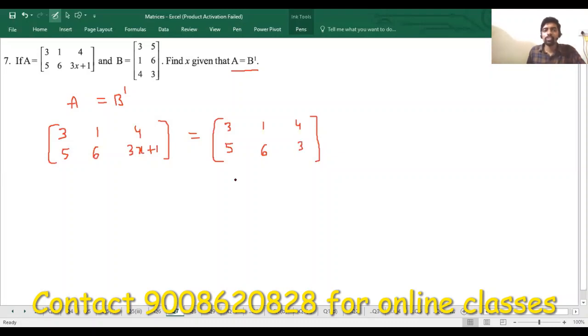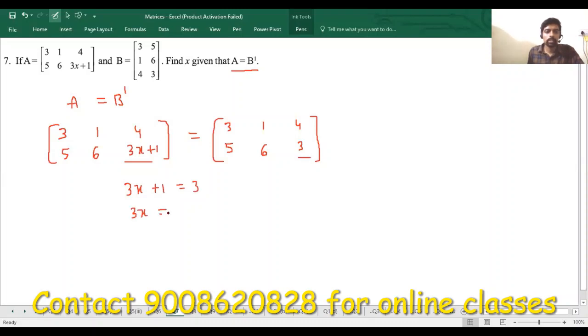So now what is the question, guys? We need to solve for x, correct? Find the value of x. So here in place of 3x plus 1, the corresponding element is 3, correct? In between we got the equal sign, therefore they are equality of matrices, both are equal. In place of 3x plus 1 we got 3. I will equate that. 3x plus 1 equals 3.